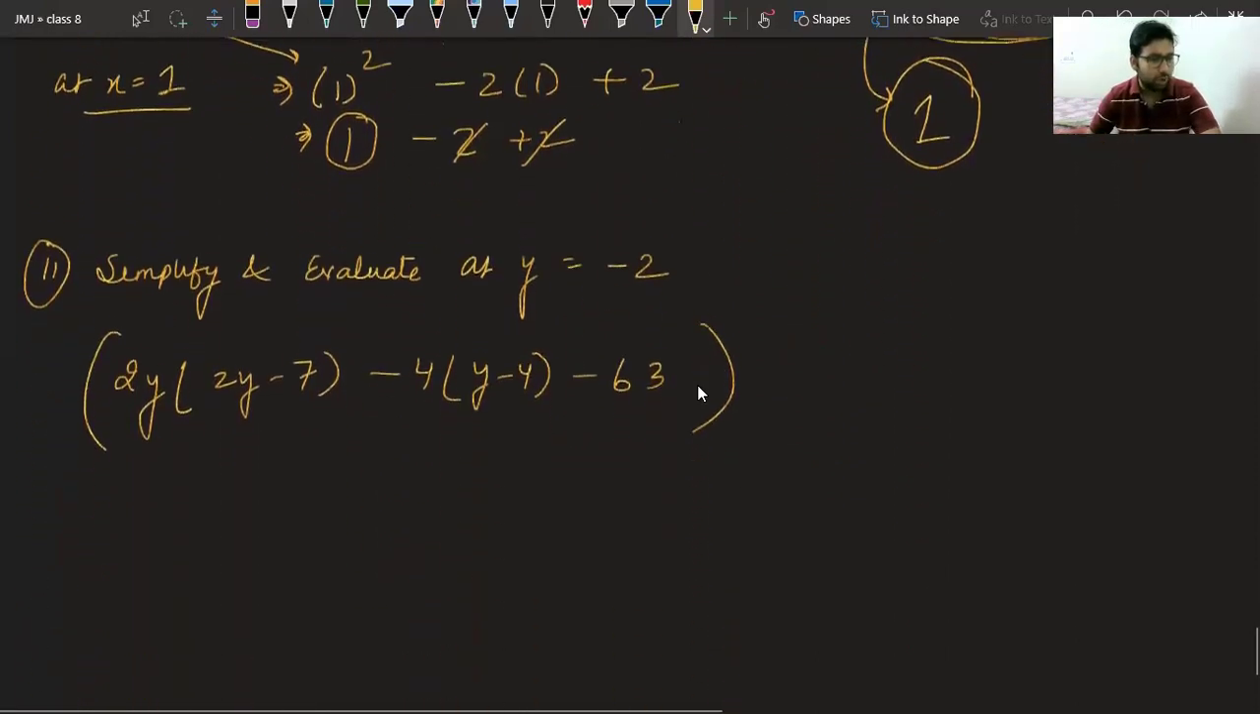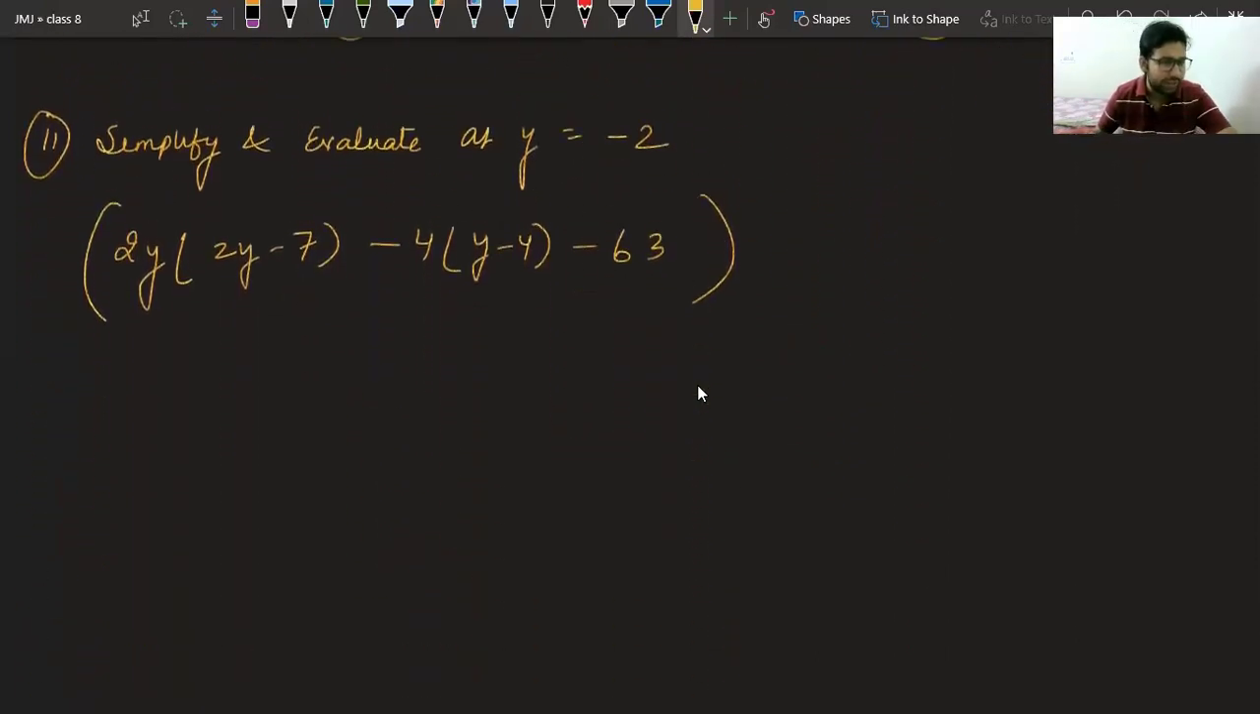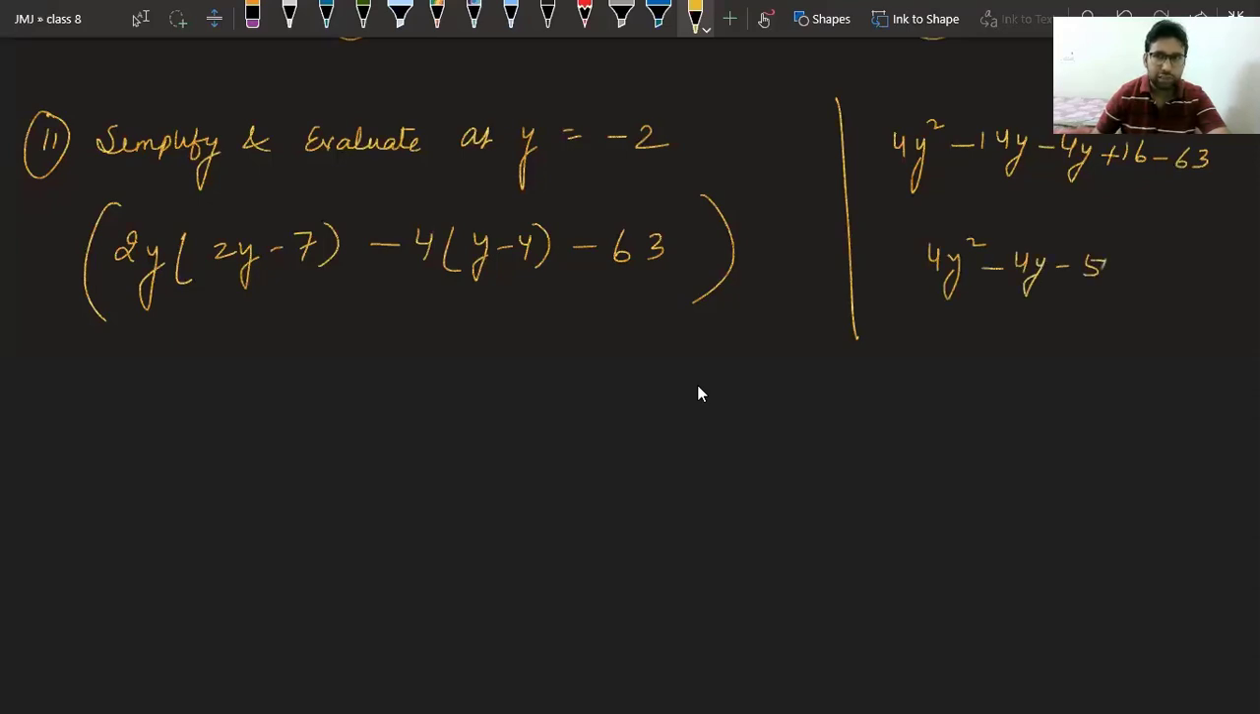Okay. Now, in this case, Yuvraj, you are saying Joel gave the simplification as 4y square minus 14y minus 4y plus 16 minus 63. But it is not simplified. Joel, it can further be simplified. Please simplify it further and tell me the answer. Harshul is saying 4y square minus 4y minus 54. Okay. Who else has given? Krishna is giving the answer 5. Okay.